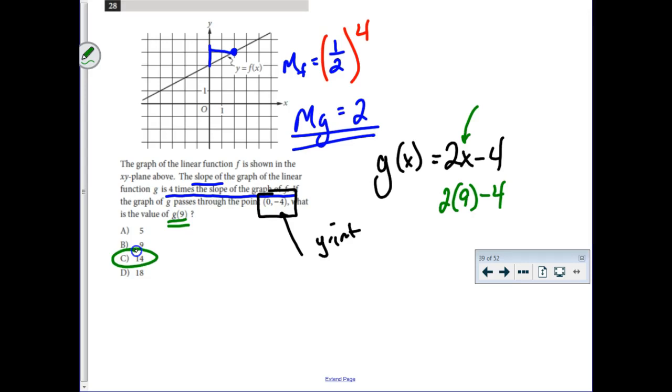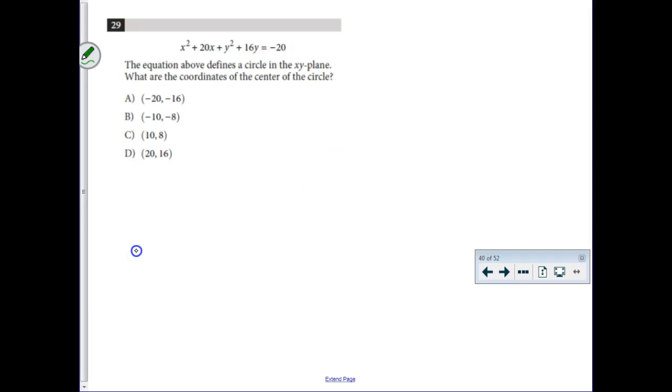As a math teacher, what I like about it is it hit a few different concepts. It hit slope, it hit the idea of y-intercept, and it hit function evaluation. As a math student, you're probably less excited about that. All right, guys.